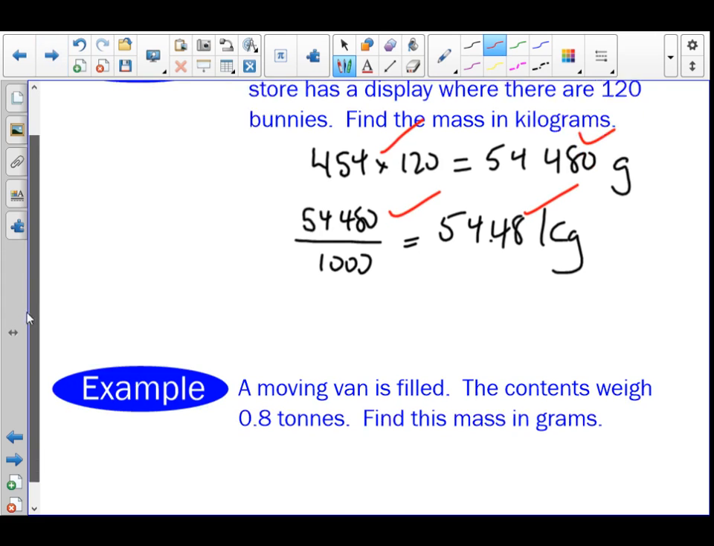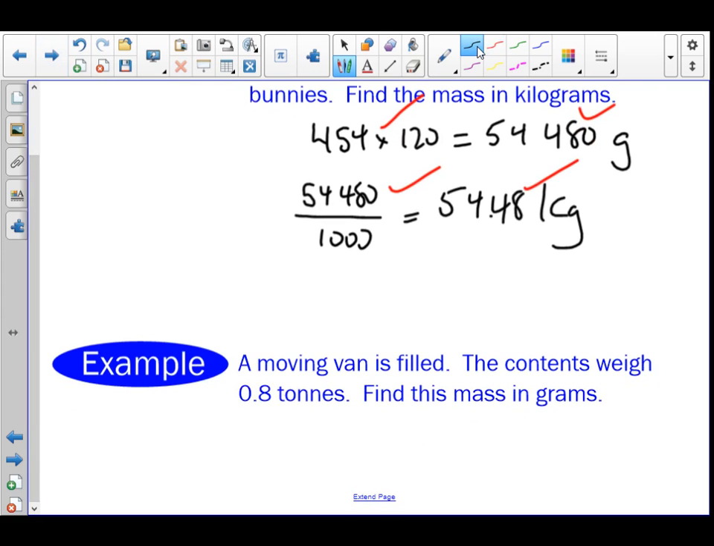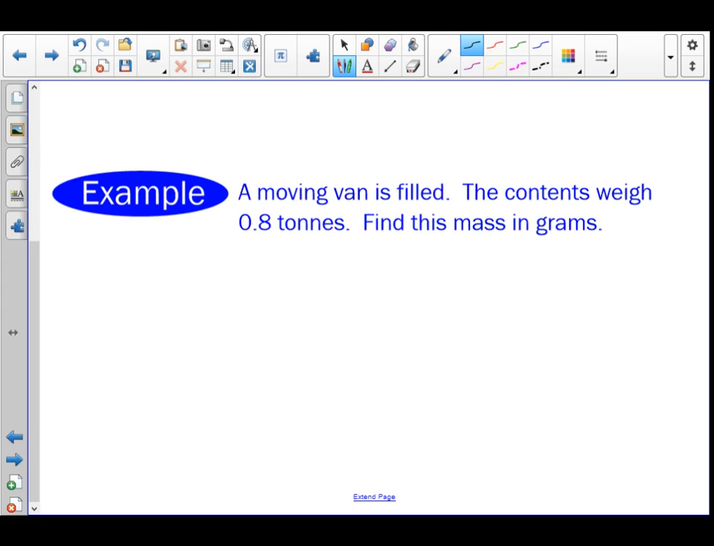One more question. A moving van is filled. The contents weigh 0.8 tons. Find this mass in grams. So this is a 2-step problem because the only relationship with tons is to kilograms. So we're going to have to go tons to kilograms and then kilograms to grams. So we're going to have to take this and turn it into kgs. That's our first step. And then we'll go kgs to grams.